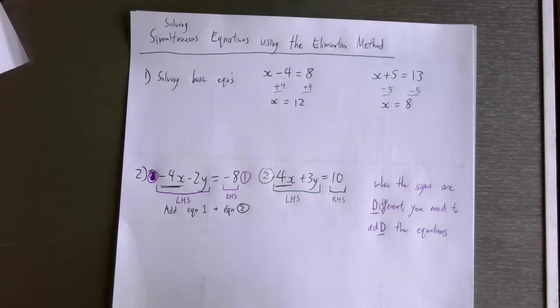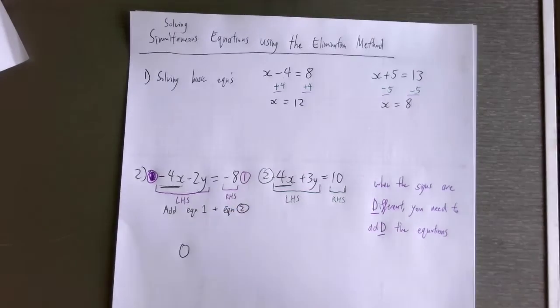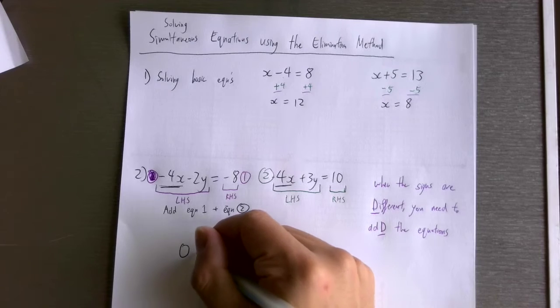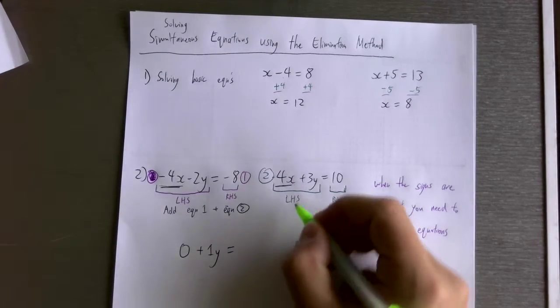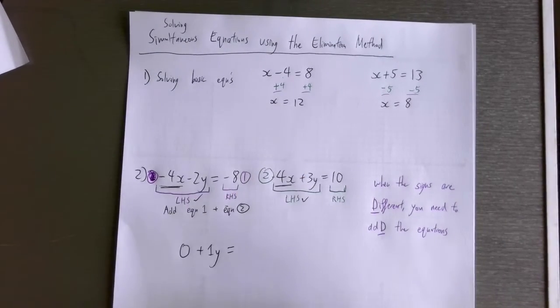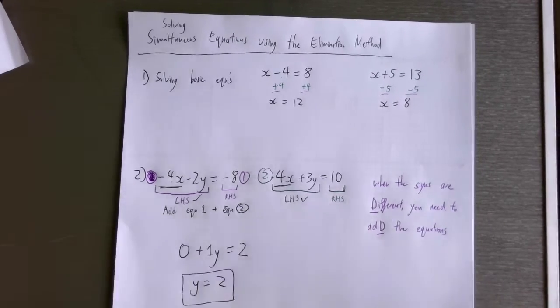So let's write this out. If we add 4x with negative 4x, that's just going to be 0. If we add 3y with negative 2y, we're left with 1y. And so that's all our left-hand sides done. And then when we add negative 8 to 10, we end up with positive 2. So what we just get here is y equals 2.